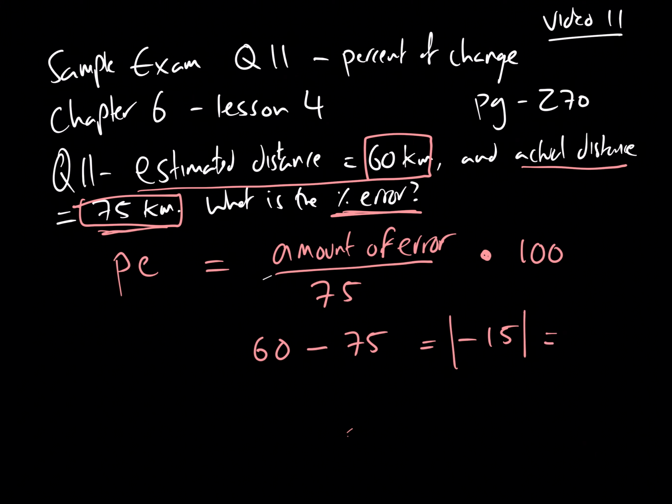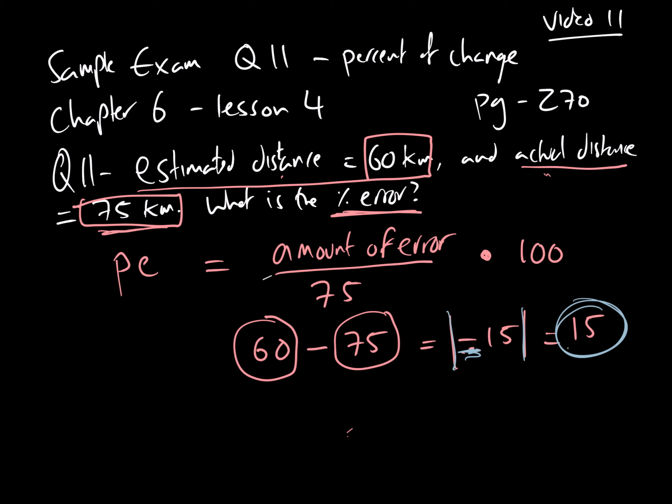I took the estimated distance and I subtracted the actual value, but we don't want it as a negative. We just want it as a positive. So we use the absolute value of this to get this.